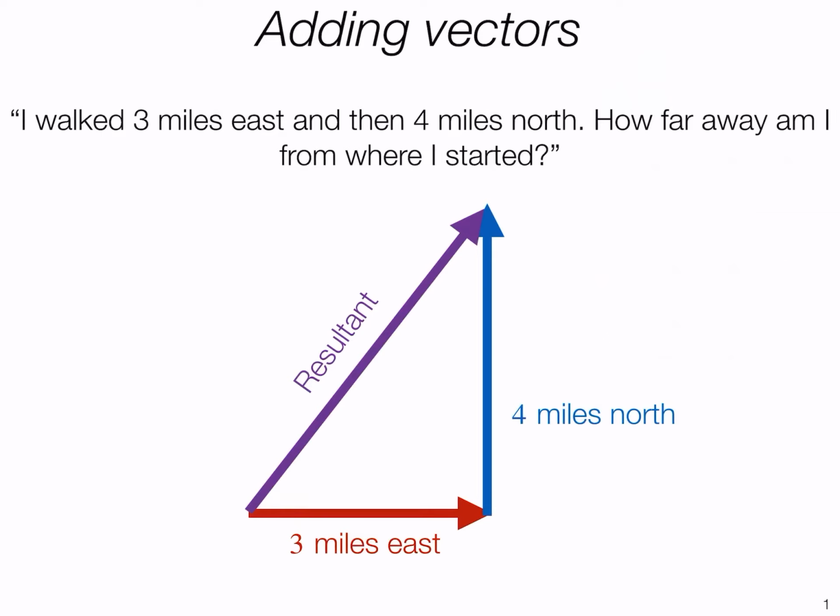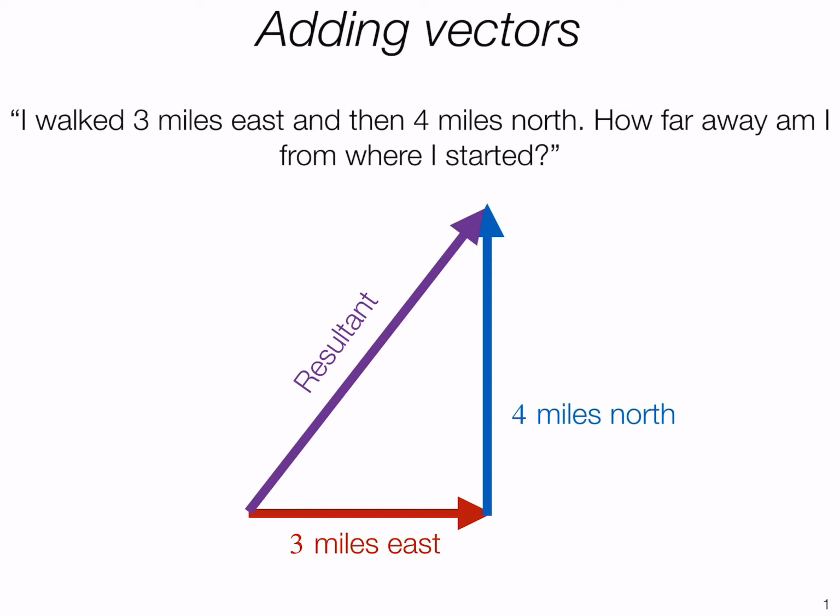Okay, so let's talk about adding vectors. If I was to tell you I walked 3 miles east and then 4 miles north, and then asked you how far away am I from where I started, well, you would know that, okay, I've walked 7 miles total, but I'm not 7 miles away from where I started because I've changed directions. Okay, so the proper mathematical way to handle this type of situation is with vectors, right? That's why we're going to use vectors extensively in this class, because vectors can handle things that can change directions.